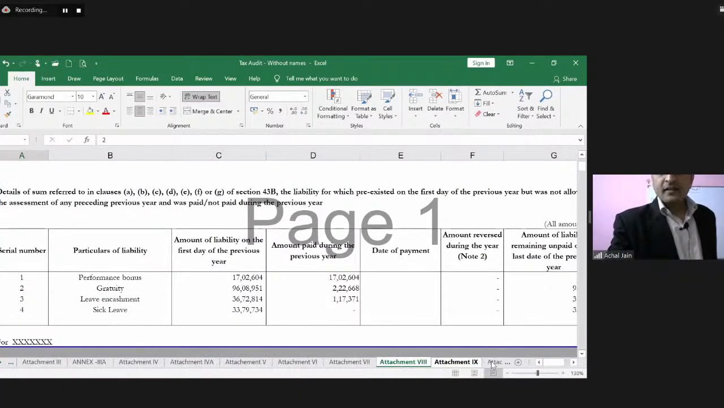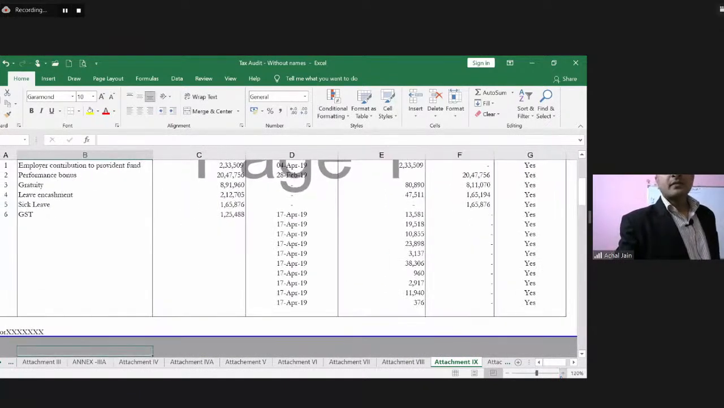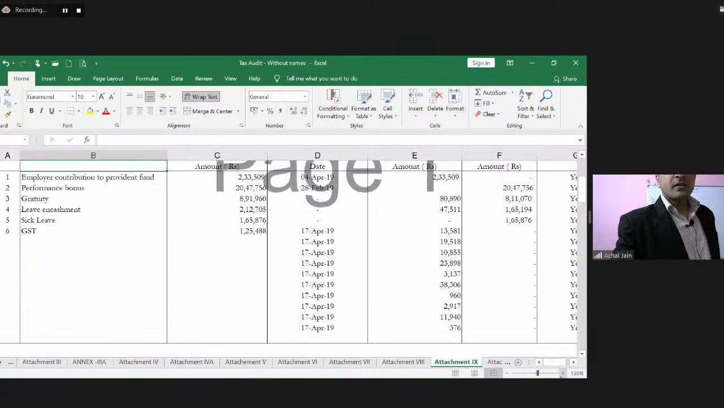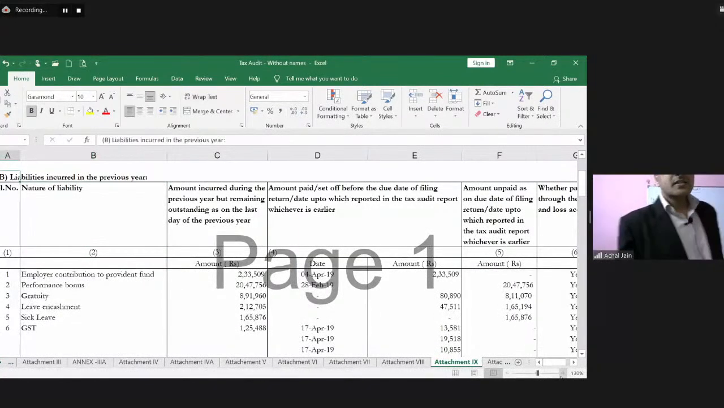Moving on to another clause, that is point B of 43B. Now on 43B, you will see similar sort of items. PF, performance bonus, gratuity, leave encashment, all of these items will come. So leave encashment is there as well. But let's understand the requirement of this point number B once again. It says liabilities which are incurred during the previous year. Only those liabilities will come which are incurred during the previous year. Other liabilities will not come.